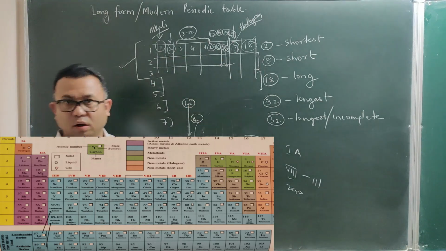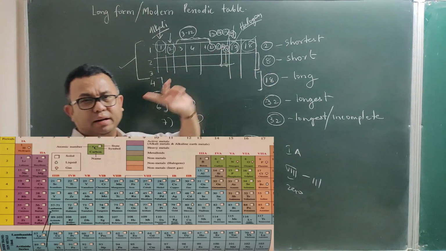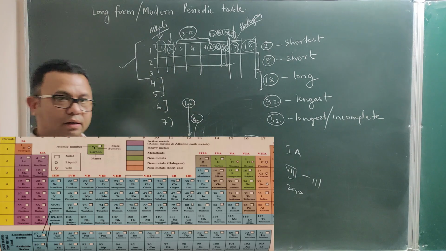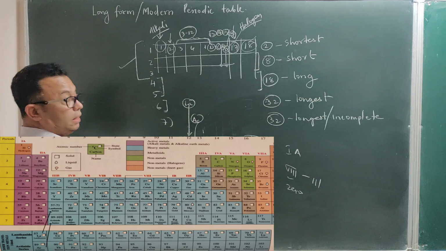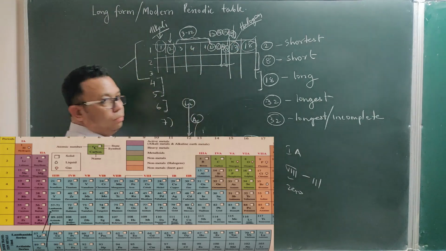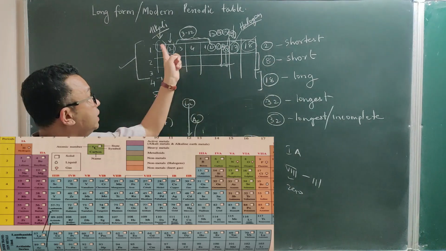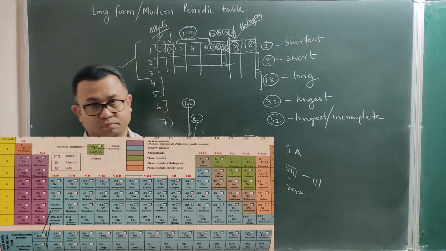2 elements in period 1, 8 elements in period 2 and 8 elements in period 3, total 18. And we have already learned this in the previous class. Alright, now let's see. These periods are also known by a name. First period has only 2 elements. One is hydrogen, the other one is helium.